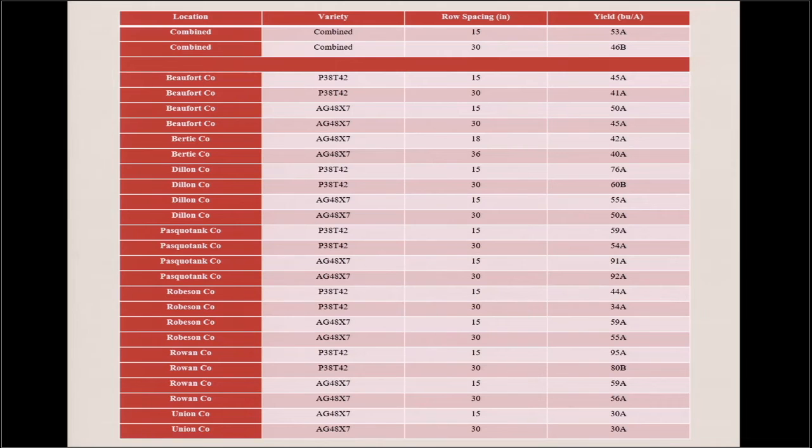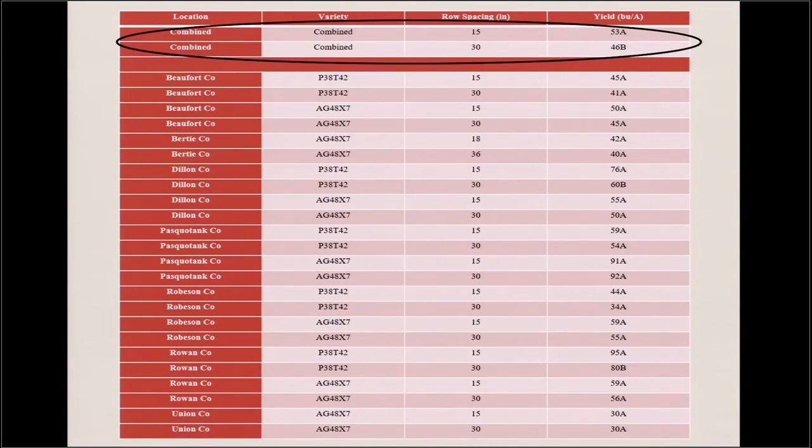So I want to run through some highlights of this research in 2018. We looked at most of this agronomic research with two varieties, Pioneer 38T42 and Asgrow 48X7, across our various counties where this research was conducted. And if you combine over those varieties and combine over the counties, 15-inch row spacing provided about a 7 bushel per acre yield advantage over 30-inch row spacing.